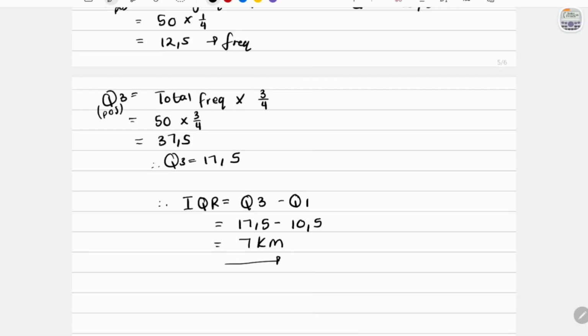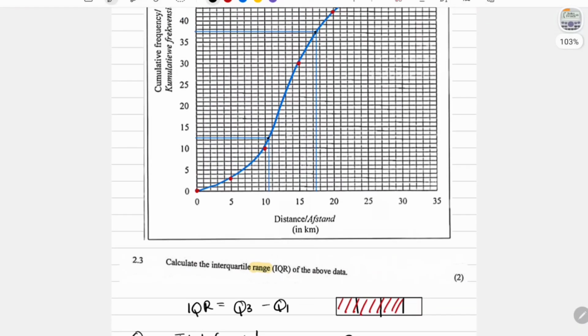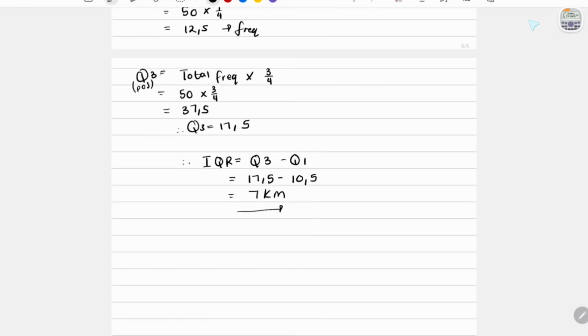Please do let me know in the comments if there are mistakes that I made here and there, because remember the memo isn't really out. So I don't really have something to confirm whether that was correct or not. Okay, so that's the answer that we get there. Then we move on to the next question.